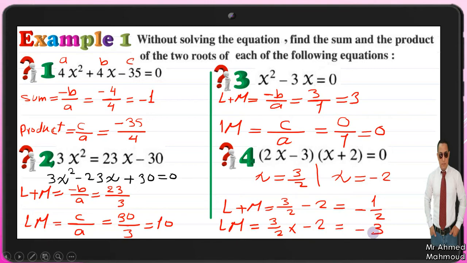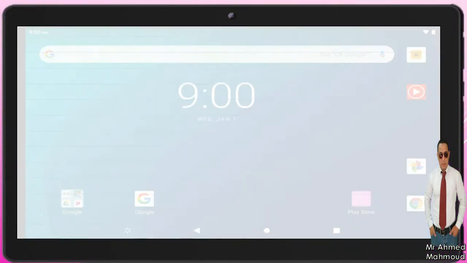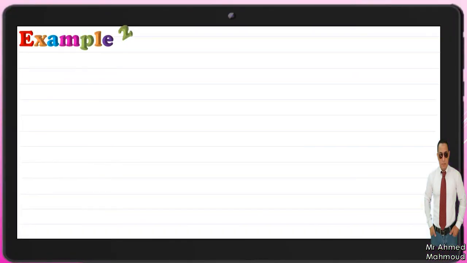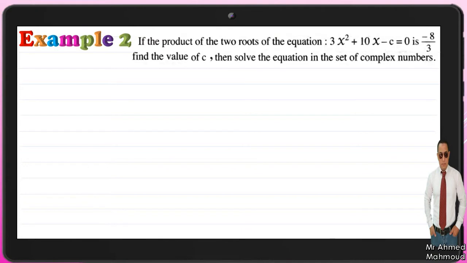The second example: if the product of the two roots of the equation is negative 8 over 3, find C, then solve the equation in the set of complex numbers. Okay, I can find C by using the product.